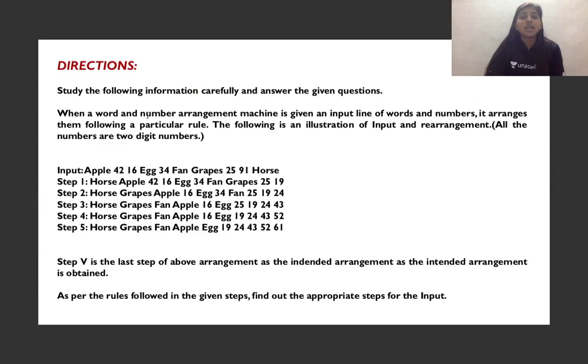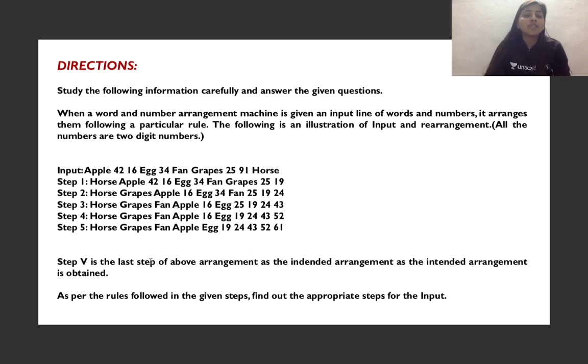When a word and number arrangement machine is given an input line of words and numbers, it arranges them following a particular rule. The following is an illustration of input and rearrangement. All the numbers are two-digit numbers. This is the input and the steps are also provided, and it's given that step 5 is the last step of the above arrangement, as the intended arrangement is obtained.